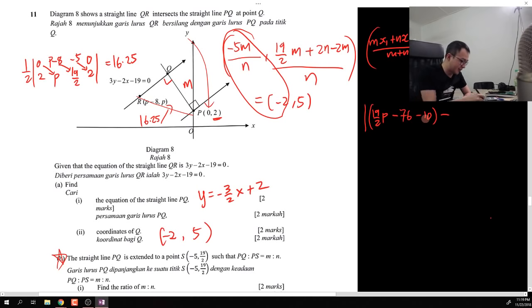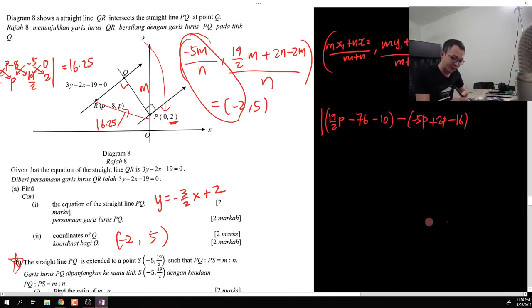And then I go to the other side like this. 0 multiply anything gets 0. This one gave me negative 5p. This one will give me 2p minus 18 plus 2p minus 16, equals to half, I move to the other side, 16.25 times 2. So you get 32.5.